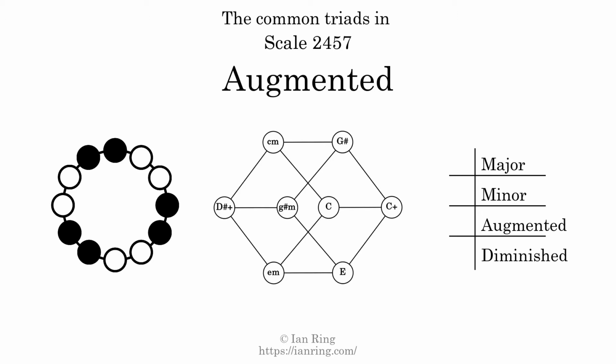The diagram in the center is a graph of parsimonious voice leading between triads. There are 3 major triads. There are 3 minor triads. There are 2 augmented triads. There are no diminished triads. Here is a Hamiltonian path of parsimonious voice leading that uses all the triads.